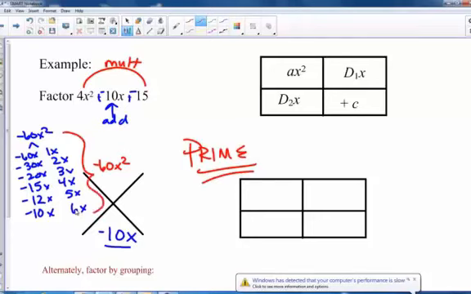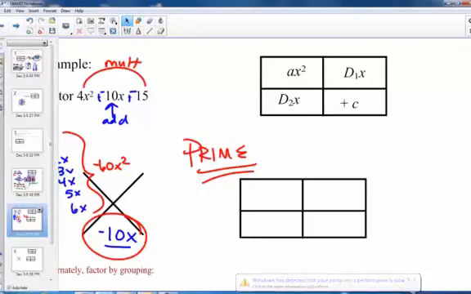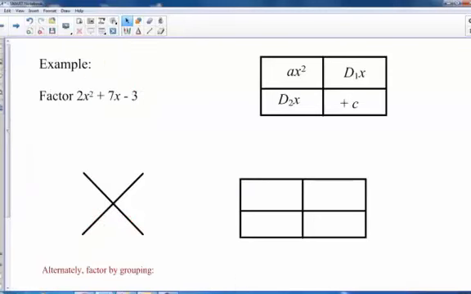None of these factors add to give us negative 10. So we cannot even factor that. It's done. So let's know if it's not doable.